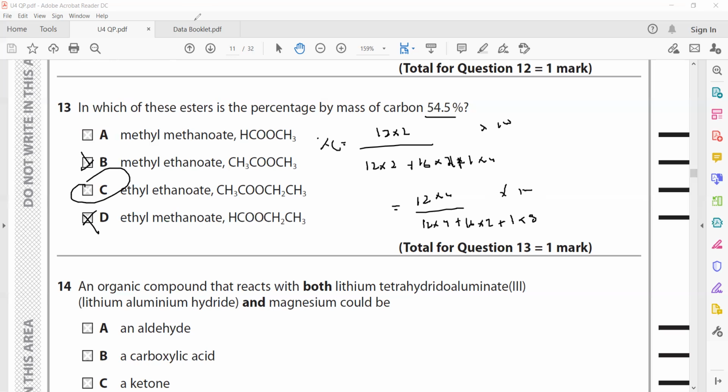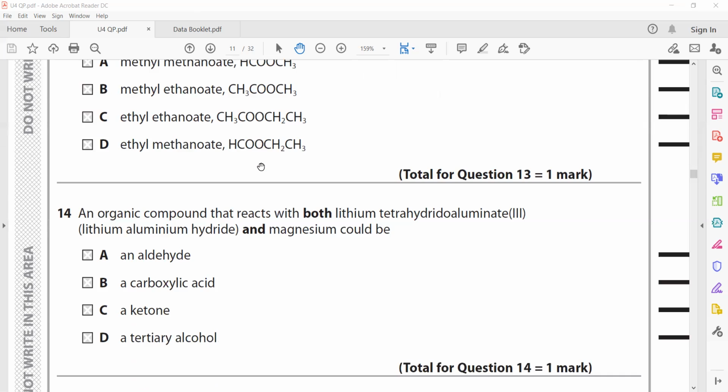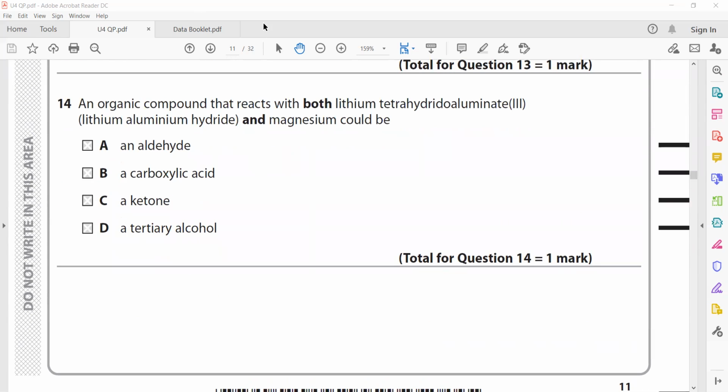You have to calculate only for A and C, because B and D cannot be an answer. They have the same number of carbon and hydrogen.